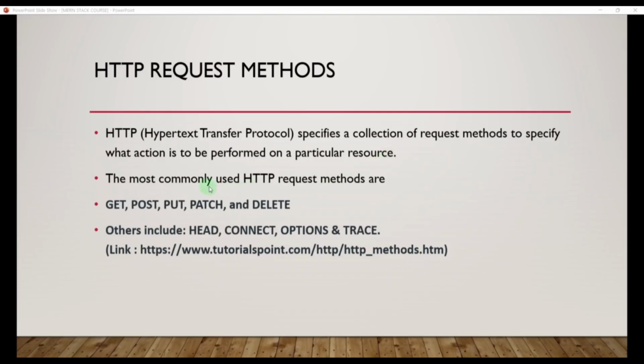Now the most commonly used HTTP request methods are these ones I've listed here. So there's the get request. We've seen the get request when we created the routes, right? We used app.get. But there's also the post request, the put request, patch request, and delete request. These are the most commonly used ones, but they are not all the request methods. We have others that include head, connect, options, and even trace requests. I have added this link so that you can do some further study. You can open this tutorial points link and see more about it. All right, so let's move on.